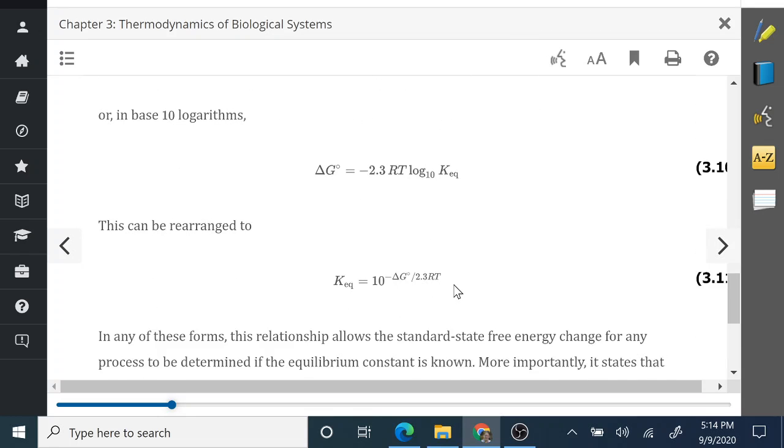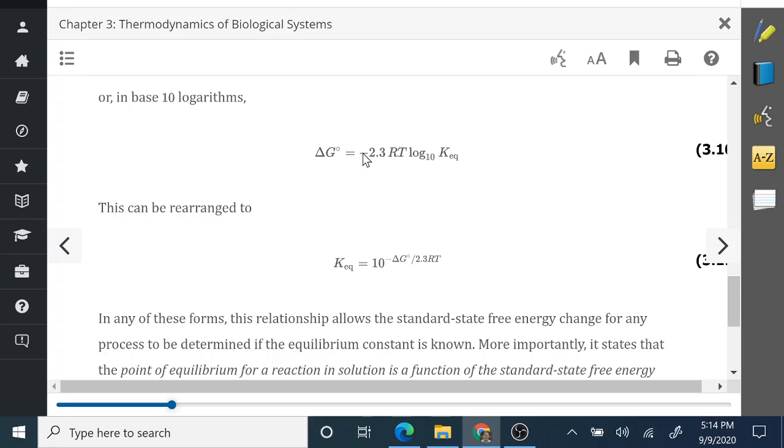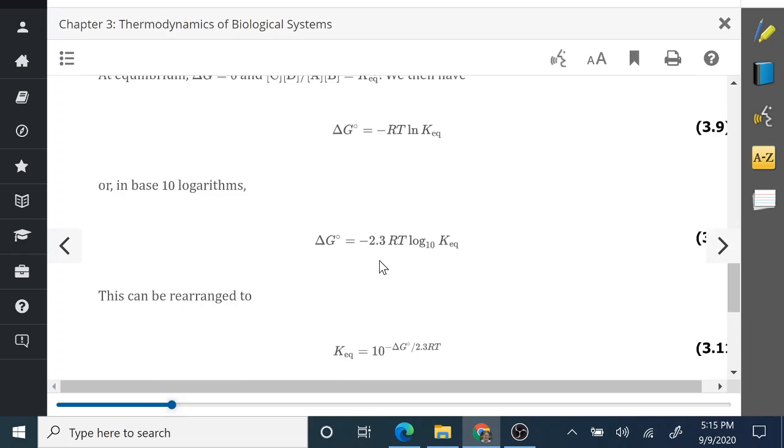We can also convert that to this equation. Delta G naught is equal to negative 2.3 RT log to the base 10 of KEQ, which can be rearranged to give us KEQ is equal to 10 to the negative delta G naught over 2.3 RT. Okay, we're going to use all of these equations in our calculations.